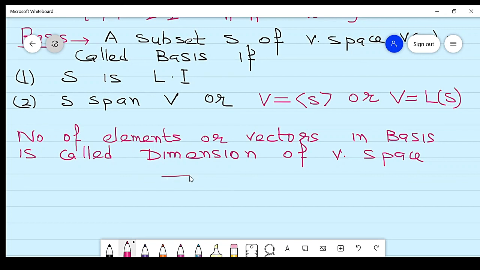So go through these definitions. Then next we will discuss the definitions of topology and the definitions of real analysis.